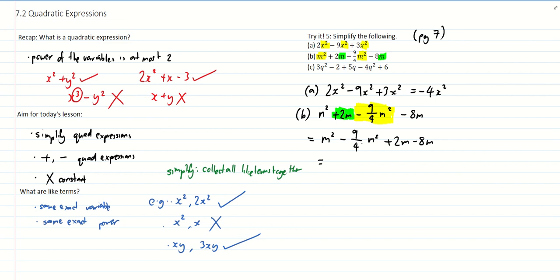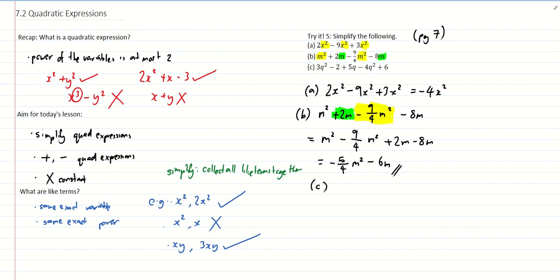calculate this. So m square minus 9 over 4m square. Okay, so if you're unsure, you can always just use your calculator. Okay, you just type in 1 minus 9 over 4. You should get yourself negative 5 over 4 m square. Okay, and over here plus 2m minus 8m, so again type into the calculator, plus 2 minus 8, we will get minus 6m, and that's it. It's simplified. Let's take a look at part C.